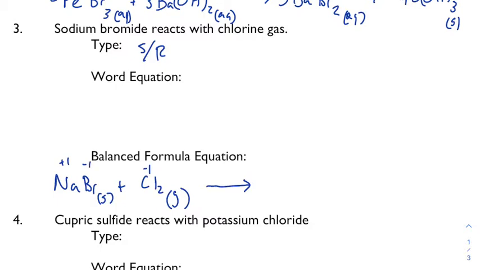Okay, if we look at this, we have sodium and bromine. Now the question is, what does the chlorine want to replace? Does it want to replace the sodium or the bromine? What you've got to remember is that it's always going to replace the thing that it is charged similar to. Okay, so it has a negative charge, it's going to replace the thing with the negative charge. So that's the bromine. So the chlorine replaces the bromine.